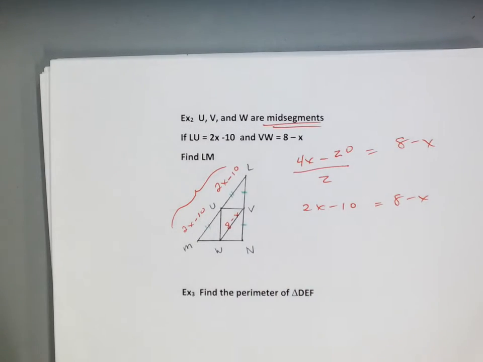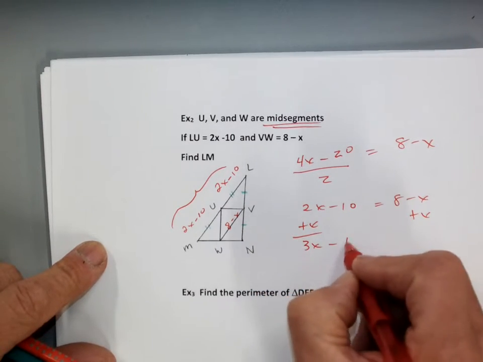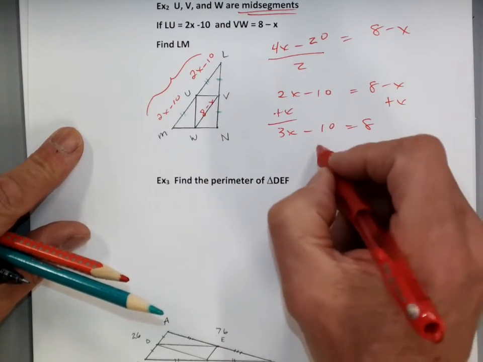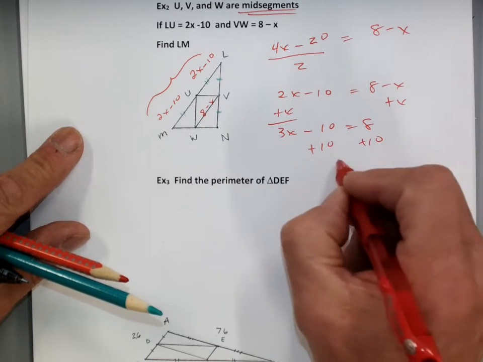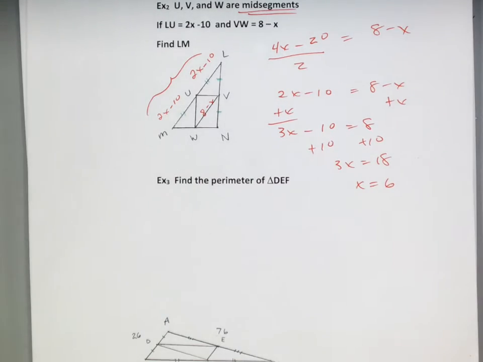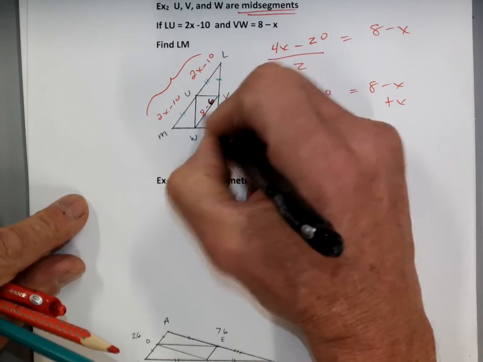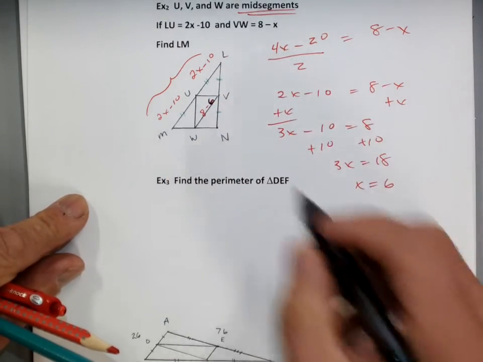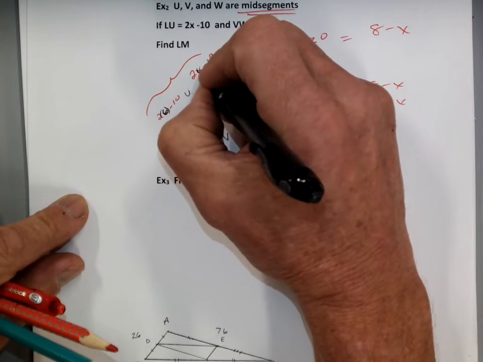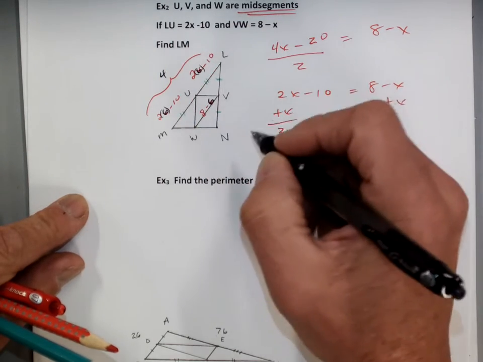I'm just going to solve for x. I can do that. Plus x, I get 3x minus 10 equals 8, right? I'm going to go plus 10, I get 3x equals 18, x equals 6. Now if x equals 6, what am I going to do with that? Well, I'm going to plug it in. Put 6 right here. This side is 2. If I put 6 right in here, I'll get 12 minus 10. This is 2 plus 2, so this side is 4.